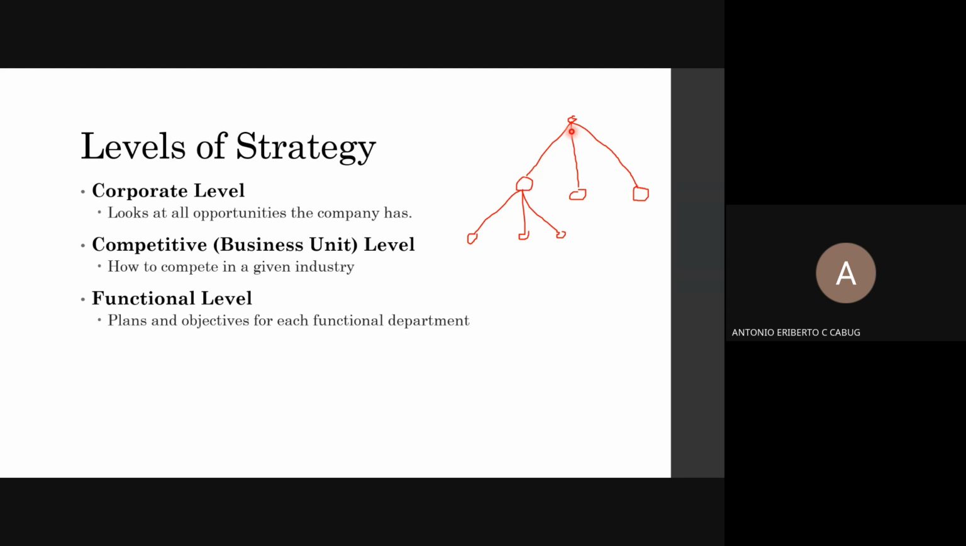Are we at the top level of a business unit? Meaning to say, under a conglomerate, there are different subsidiaries. Are we in the subsidiaries top level management? We will be concerned about competitive level or business unit level strategies. Are we at the top of our department only? We are concerned about plans and objectives for our department. We call this functional level strategies.